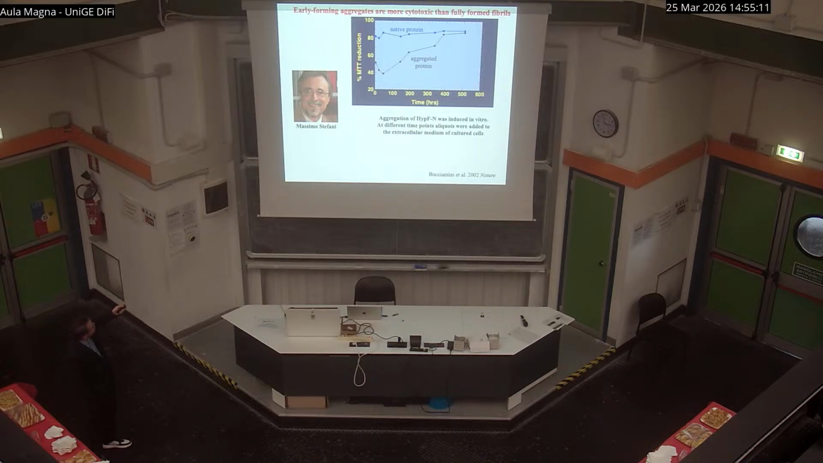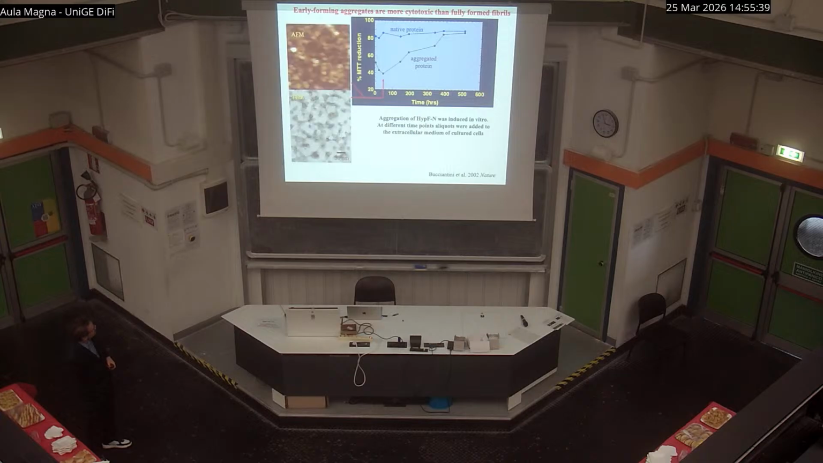This is an assay of toxicity, the MTT reduction assay. Basically, I can explain in a few words. If the cells are healthy, they will reduce MTT to 100%. If they are suffering, they will reduce MTT to a lower percentage. And you can see that the aggregated protein is more toxic than the native protein, which is not surprising. But at this time, when we have only oligomers in the sample, we have the highest toxicity.